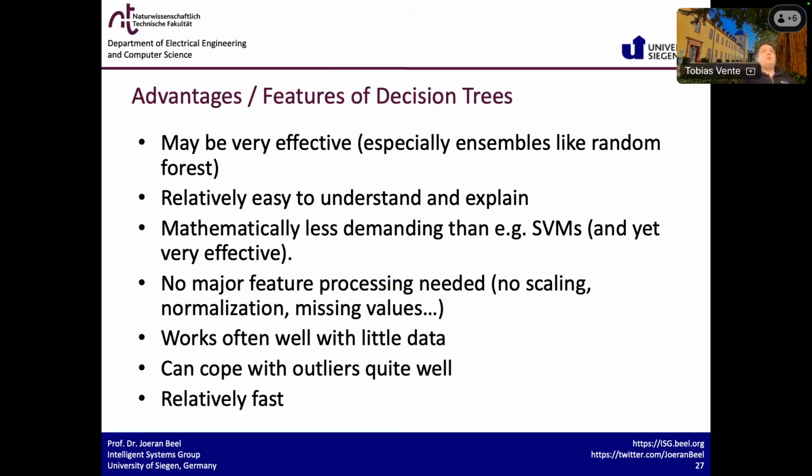So we already covered some of the advantages. First of all, decision trees are pretty effective for simple data, but they can also be very, very effective for complex data. But then we need an ensemble of them. They are very easy to understand and explain even to non-computer scientists. They are mathematically less demanding. You don't have to learn vector spaces, you don't have to build embeddings. There's no deep learning involved. It's pretty straightforward. It's simple.